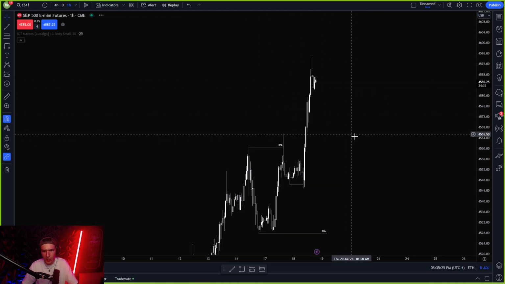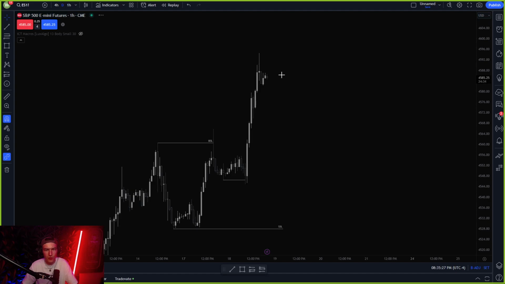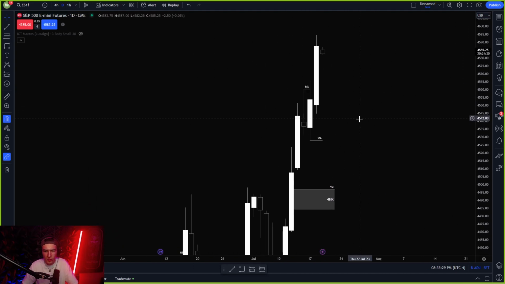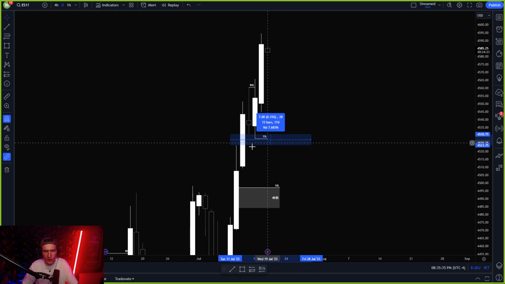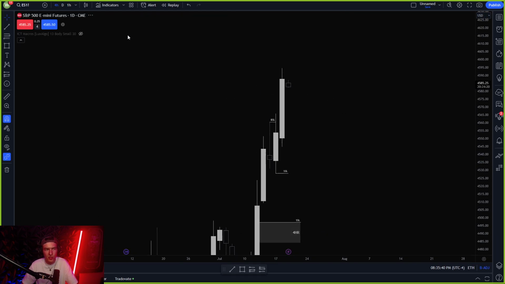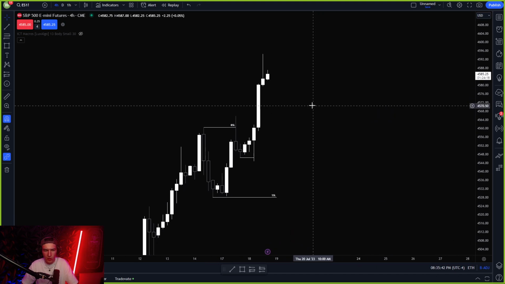So first thing I look at, I need to zoom out and see if there's any sort of bigger time frame imbalance. Number one, you could see that we ended up coming back into that daily fair value gap today. And that's where we ended up bouncing off of. So perfectly off that daily imbalance, that fair value gap tapped into this big push right back to the upside.